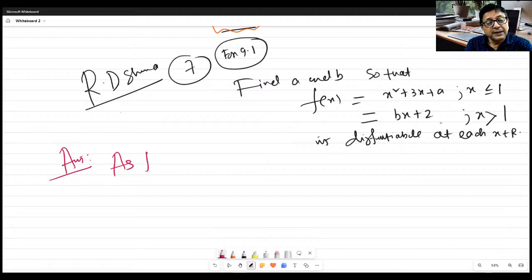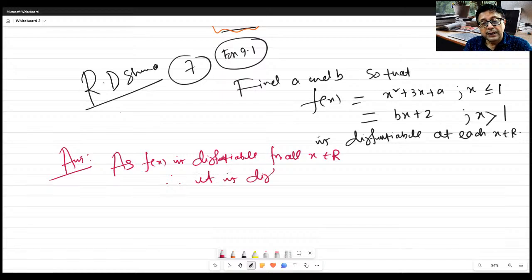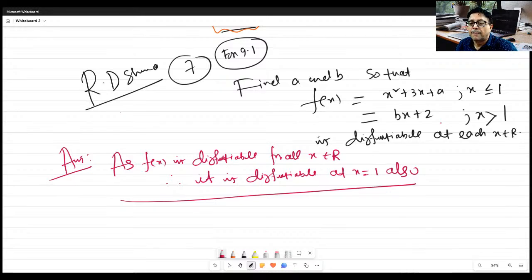If you are going to answer for a board paper, you will write: as f(x) is differentiable for all x belongs to R, therefore it is differentiable at x equal to 1 also. Okay?